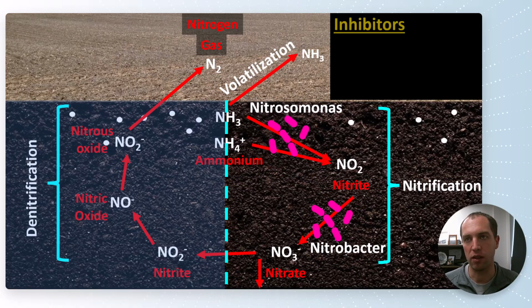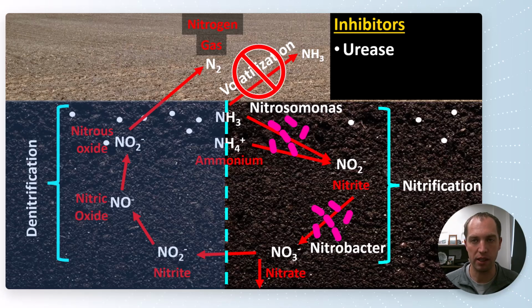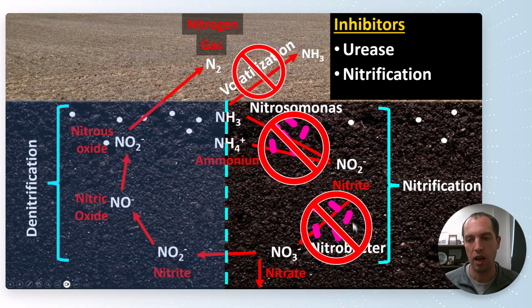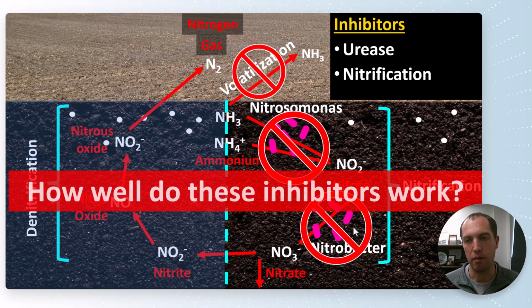So we looked at these things so far. Inhibitors come in two parts. We either have urease inhibitors that inhibit volatilization or slow down the process, so it takes longer to get there, and we also have nitrification inhibitors that slow down the nitrification process of these bacteria here to help keep it in the ammonium form. Now the big question is, how well do these inhibitors work?